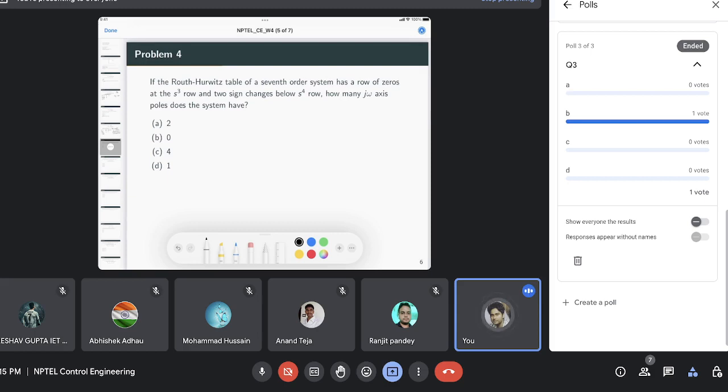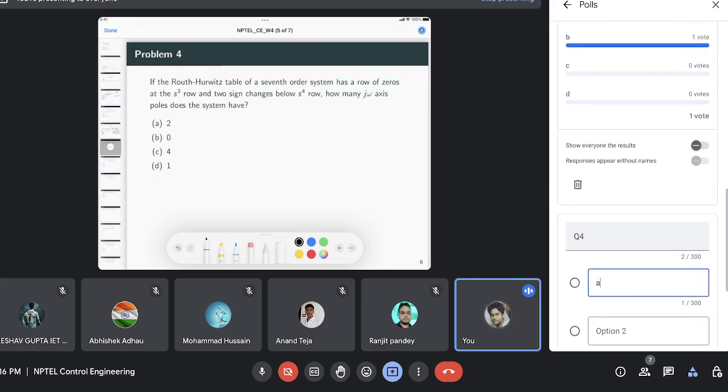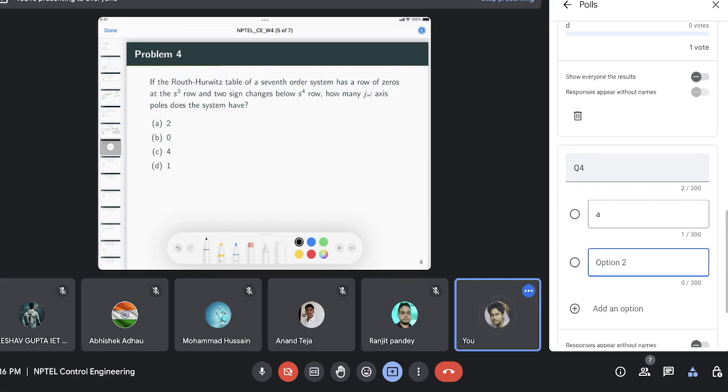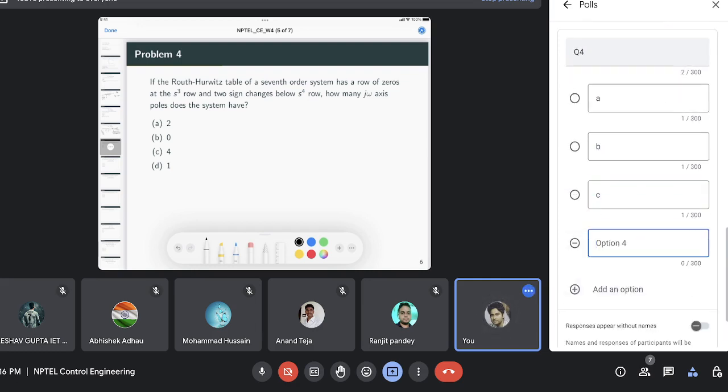So you have a Routh-Hurwitz table for a 7th order system. So you have 7 poles there, and a row of 0 at the S3 row, and 2 sign changes below the S4 row. So how many imaginary axis or j omega axis poles does this system have? Again, a very simple question. You just apply whatever you have learned, then you can know how many poles are there, right?